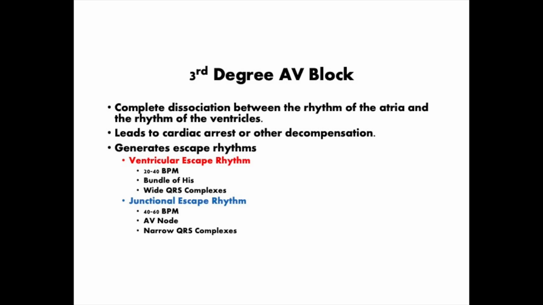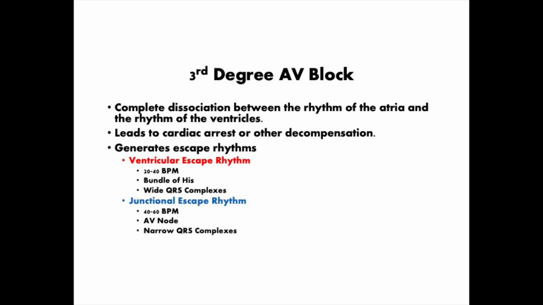A third-degree AV block represents complete dissociation between the beating of the atria and the ventricles. Essentially, the atria and the ventricles beat independently of each other, and this block is at high risk for cardiac arrest or other serious decompensation. The 2 things to know about third-degree AV block are that it leads to escape rhythms.